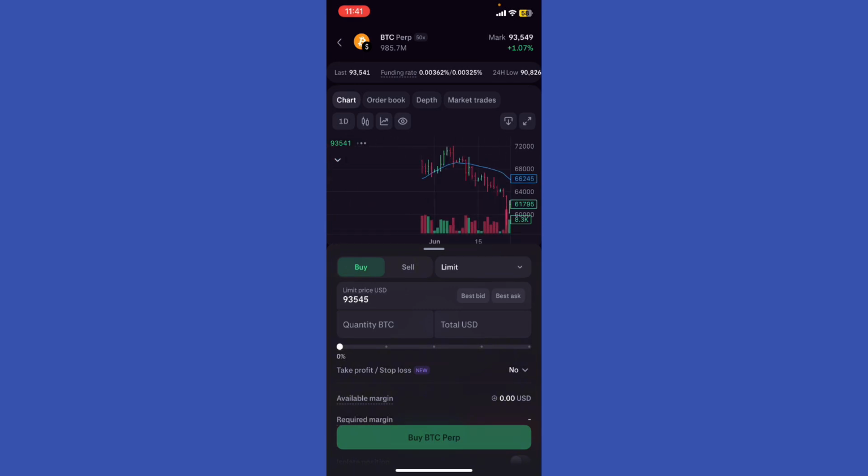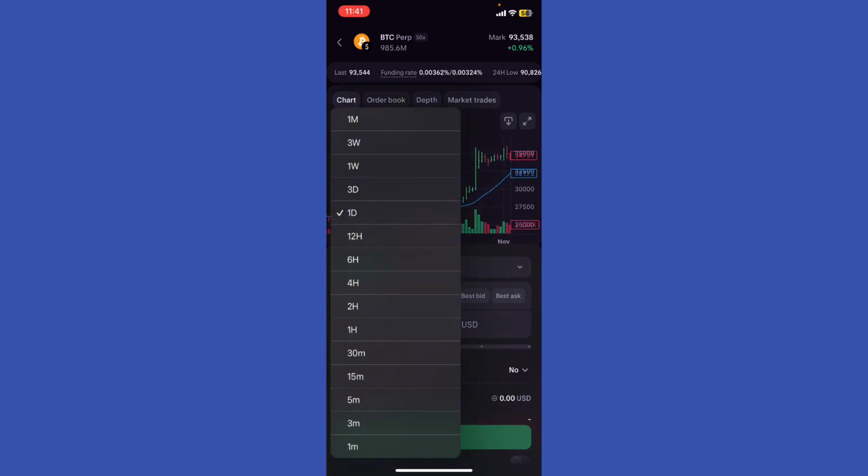And analyze volume. Study trading volume to confirm price movements. For example, price increases on a high volume suggest strong bullish movement. Okay, and switch between different time frames. You can just go ahead and select right here the time frame, right?